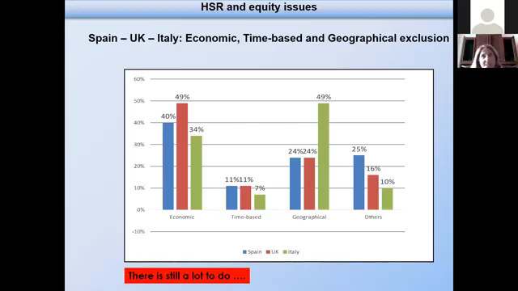How about the rest? So the result that the geographical exclusion was the most felt factor for preventing users from choosing high-speed rail was not a surprise. On this topic, there is still a lot to do.